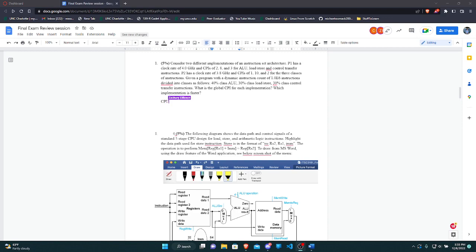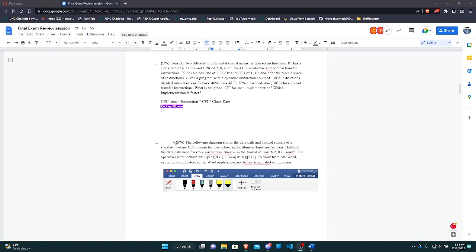But first, you've got to remember the equation to find CPU time: instruction count times CPI times cycle time, or clock rate. He is calling these things weird names. Either way, because we have a clock rate. Okay, so that's our equation.